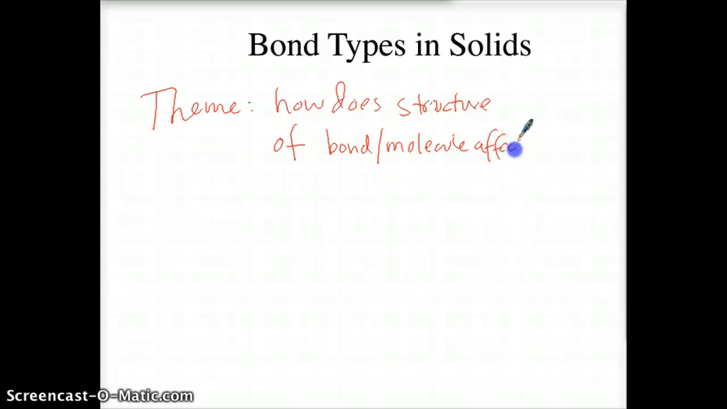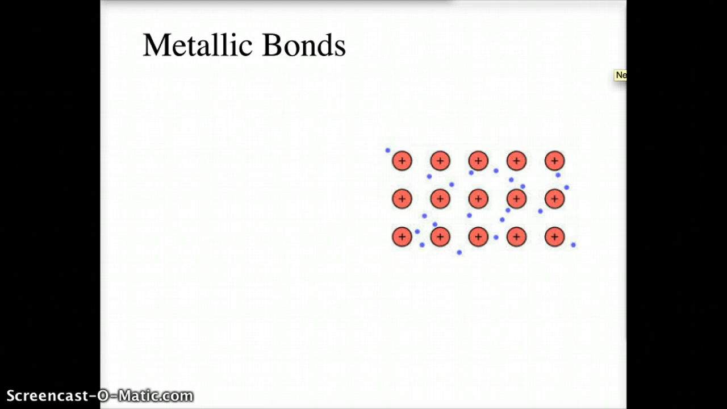Okay, and we've done a lot of work with intermolecular forces and their effects on melting points and boiling points and vapor pressures and whatnot. We want to apply the same thing here to solids. So the first we're going to talk about are metallic bonds. Now we've discussed metallic bonds before. They occur in metals. Okay.